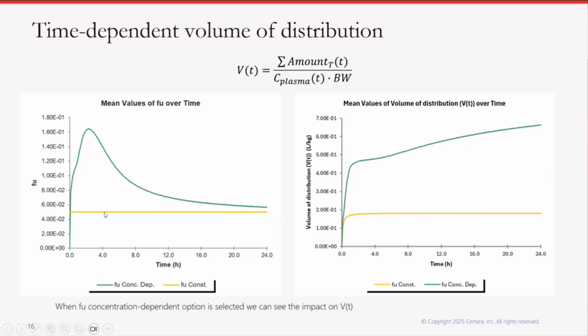One uses constant FU, the value indicated by the horizontal yellow line, and then another simulation turns on concentration dependent FU, which goes in the green line. So you see how that's changing the FU over time, and then the impact. These are the same two simulations looking at the impact on the volume of distribution, and you see there's quite a difference between the two.